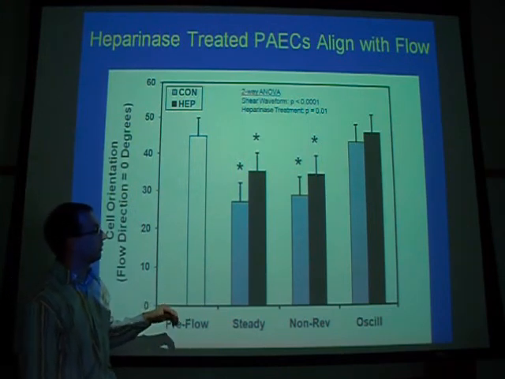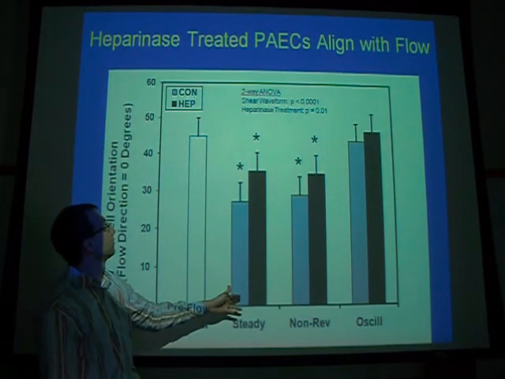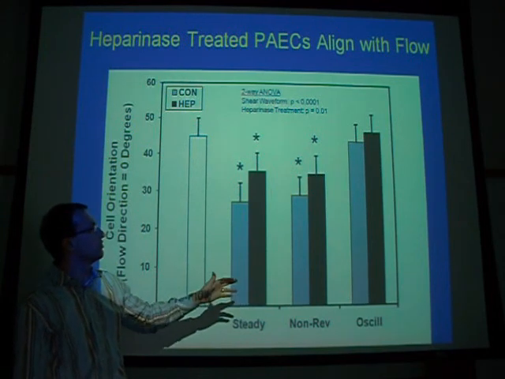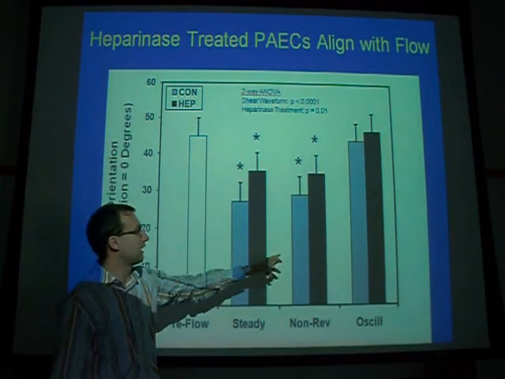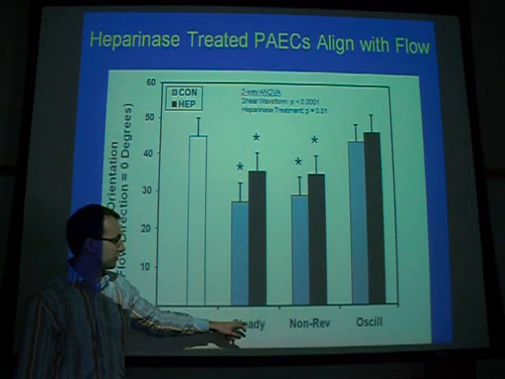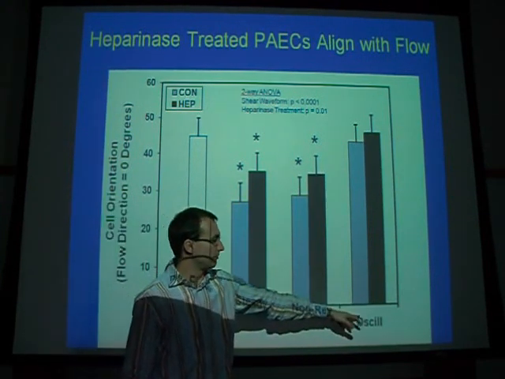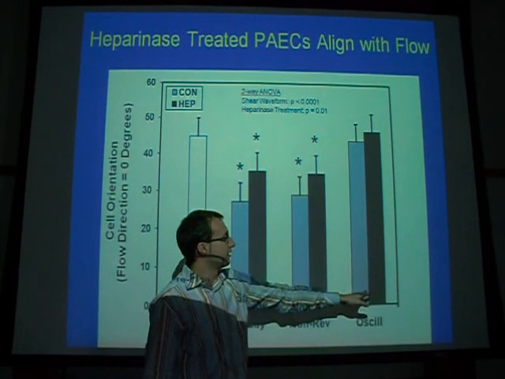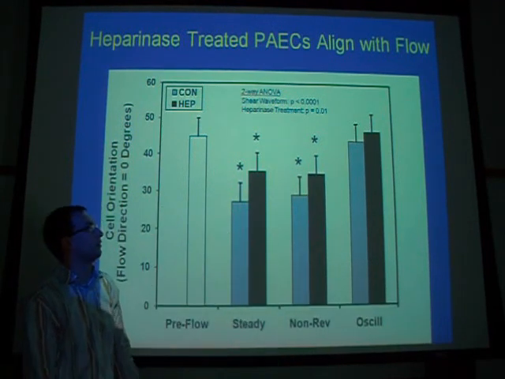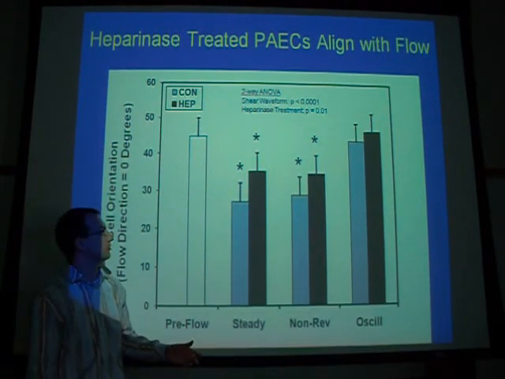And then after flow, with our controls shown here by the gray bars, you can see that there's significant cell alignment, as expected, for the non-reversing and the steady flow, because it has a mean shear stress of 15, whereas oscillatory, with a mean shear stress of 0, does not show any cell alignment. So it agrees with the literature results.